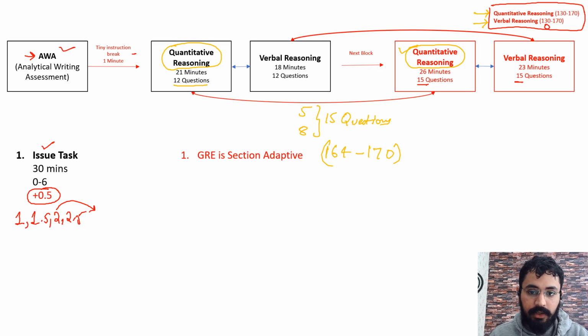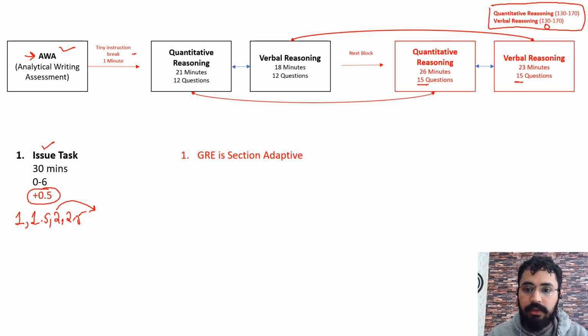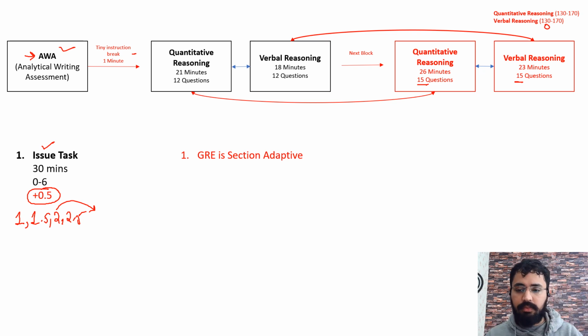Because student A would encounter more difficult questions in the second section. More of his questions were correct in the first one. So if you use the bracket theory to explain what's going on, he was probably put into a higher score bracket.